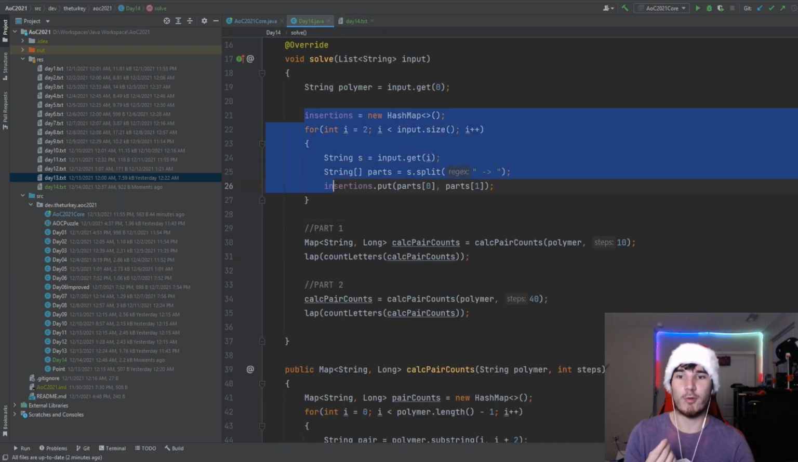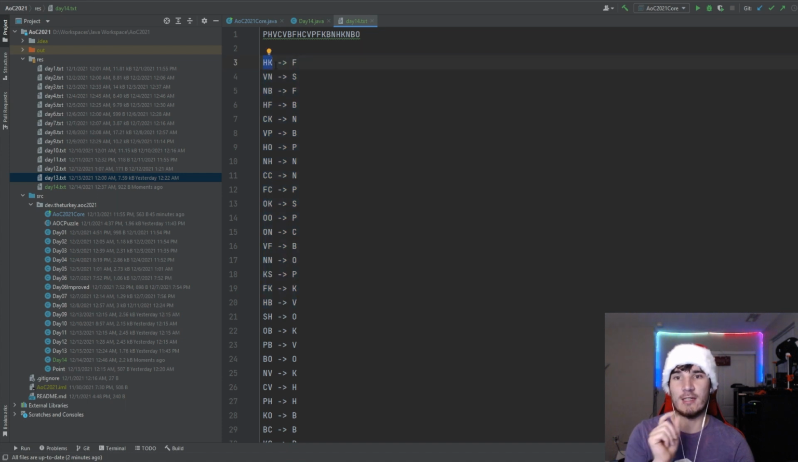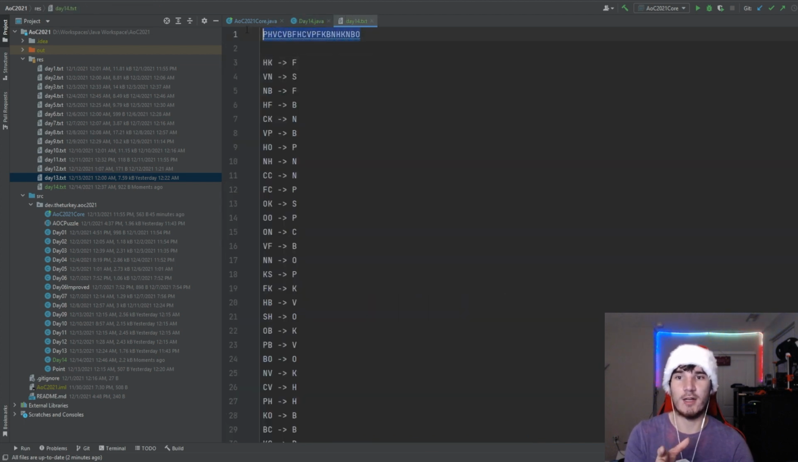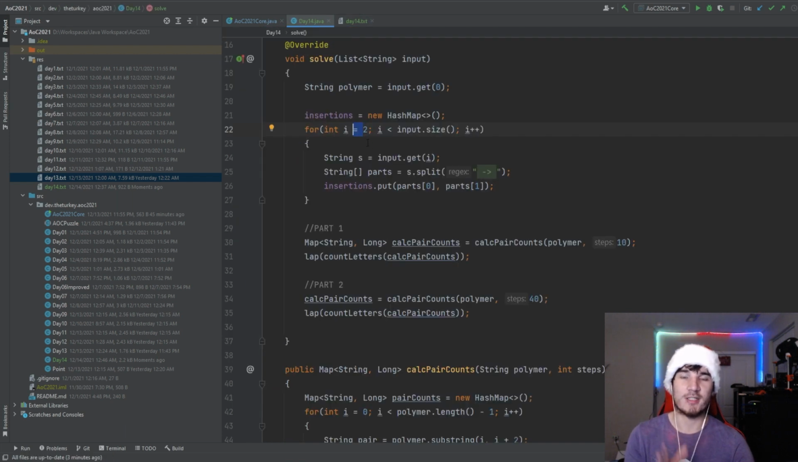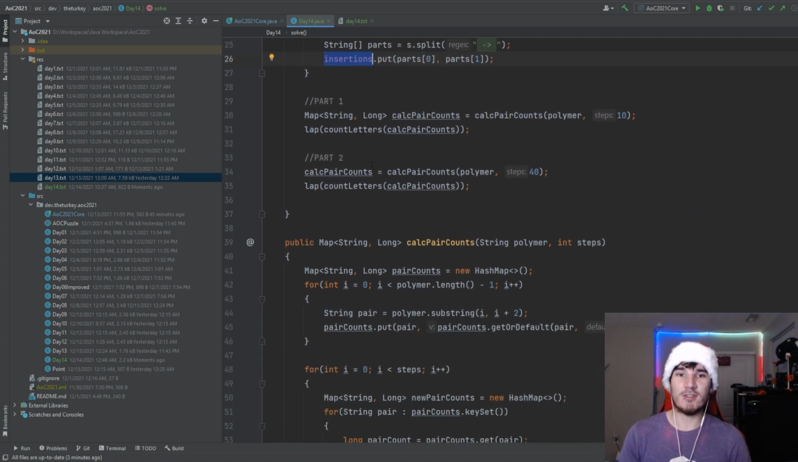And then we have to go through and map all of these into a map, with the key being the pair of elements and the value being the new element that's added between them. So we start at index 2 because the first index is the polymer and the second one's a blank line. So we start at the second index and read the rest of them, splitting and putting them into our map here, and that's it. And then we get into the actual work of this.